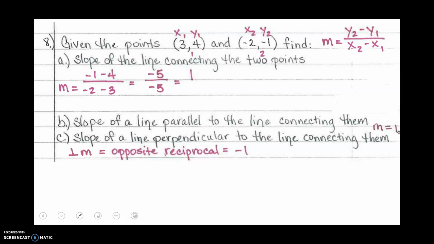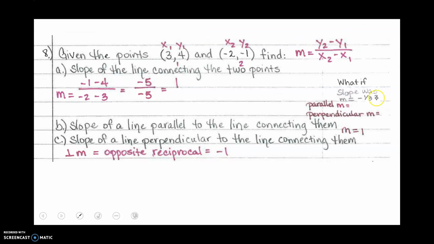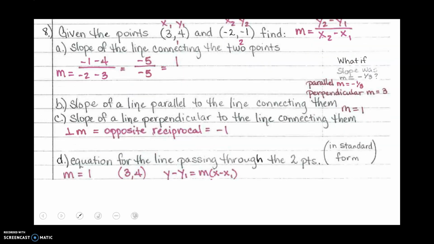Let's look at another one of those. Let's say that your slope was negative 1/3. All right, if your slope was negative 1/3, what would your parallel slope be? Well, it'd be the exact same thing, right? Negative 1/3. What would your perpendicular slope be? Well, it would have to be the opposite reciprocal. So if this is negative, it would have to be positive, and then I would have to flip my 1/3 and get 3 over 1. So the parallel slope would be negative 1/3, and the perpendicular slope would be positive 3.